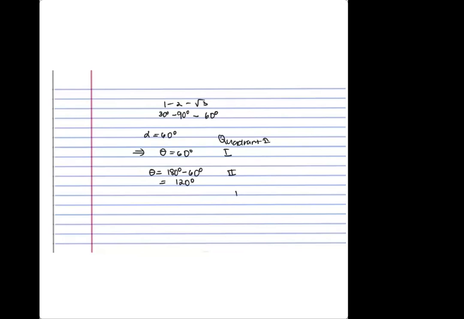And then for quadrant 3, theta is going to equal 180 degrees plus the reference angle, 60 degrees, which gives me 240. And then for quadrant 4, it's equal to 360 minus the reference angle. And that's going to give me 300 degrees. So I think they want these answers represented in radians.